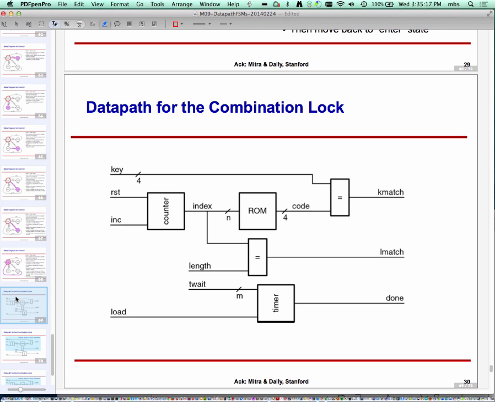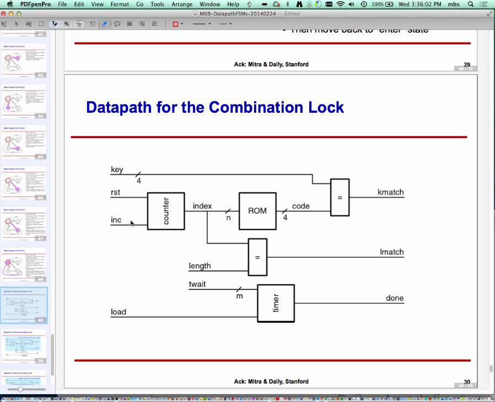So we made assumptions along the way around the data path. So let's see what the data path would look like. The data path is going to be receiving the key, a 4-bit key. It is getting a reset signal. It is going to get from the controller signals called increment and load. I have a timer. When the timer fires, it gives me a done. I have the length of the code available to me from the outside world, so that's sort of programmed in.